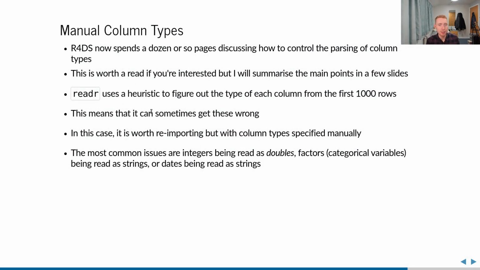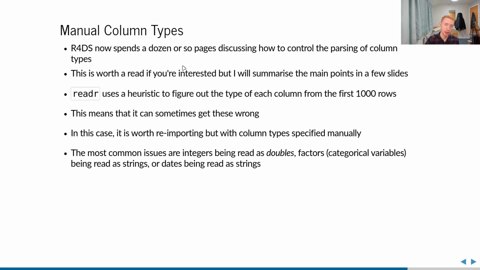R for Data Science spends about a dozen or so pages discussing column types and the parsing algorithms in detail. It's worth a read, but it's a lot of information. We do not have time for that given the pace of this course, so we're going to try and condense it down into just a few slides. Obviously, this will be a simplification. Look at the full thing if you want to know the exact details.